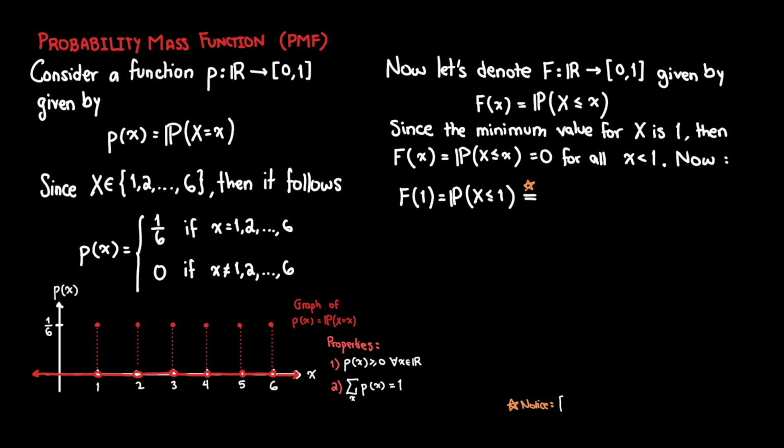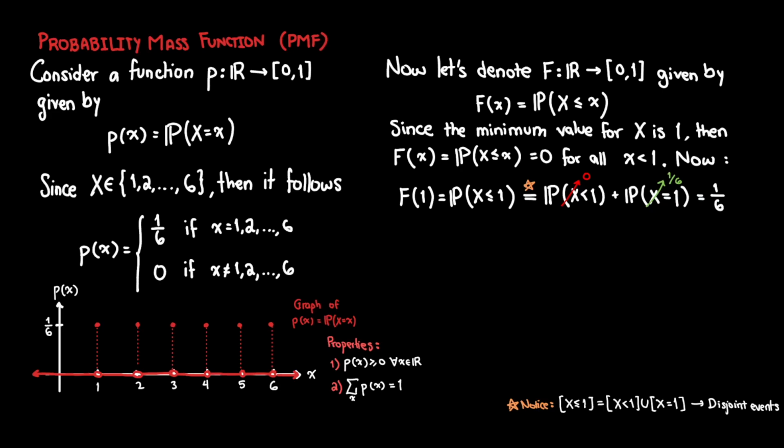Notice how the event x is less or equal to 1 can be split into two disjoint events, namely x is strictly less than 1 or x is exactly equal to 1. So, given property number 3 of probability functions, we can rewrite it as the probability of x being strictly less than 1 plus the probability of x being exactly 1. Since a dice roll can't be less than 1, the first probability equals 0. On the other hand, the probability of x taking the value 1 is 1/6.